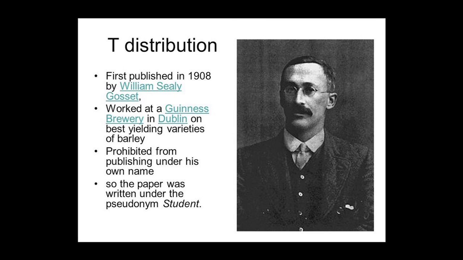And that's the student's t-test, which turned into the t-distribution, and he was prohibited from publishing under his name, Gossett, and that's why he published it under Student. Some of these people published under the name of Pupil. He published under Student, and that's why we think of this as the student's t-test. It was actually William Gossett.